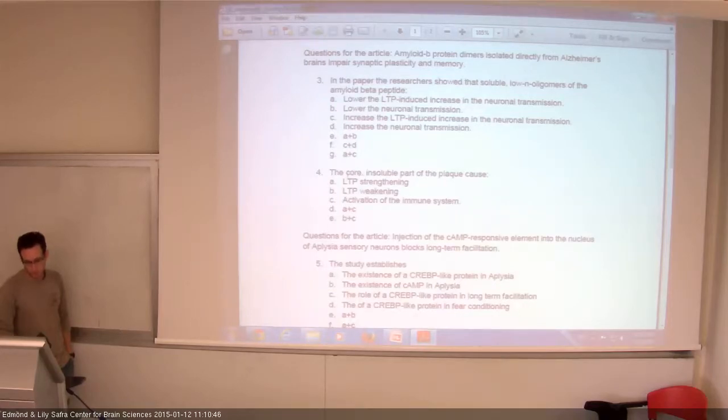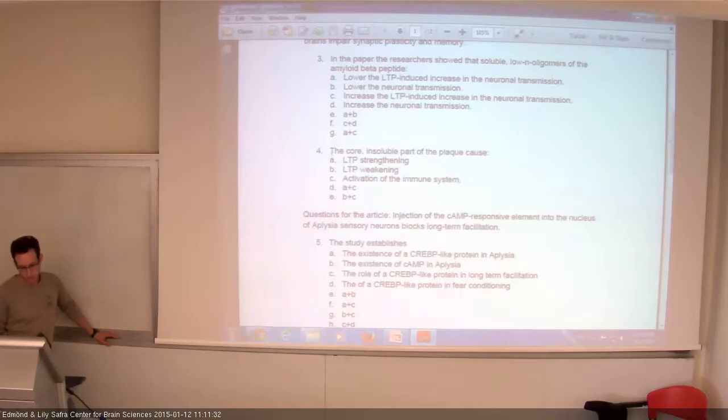What about the core? So these were the soluble parts, and now the core, the insoluble part of the plaque, causes what? LTP strengthening, weakening, or none of these? It got an immune reaction. C is true. C is correct. Oh, but B is correct? Only for the soluble part. Okay, the low-n oligomers. So B is not correct. In the last figure there, I think they focused precisely on this effect, and they didn't see an effect. So the core only activates the immune system. It's not something that they showed in their article. They showed that B is not correct for the core. So it is only C.